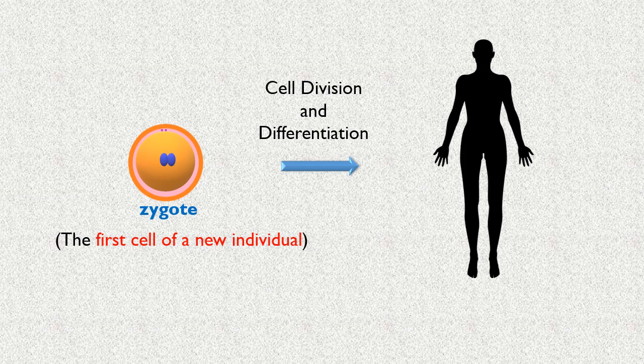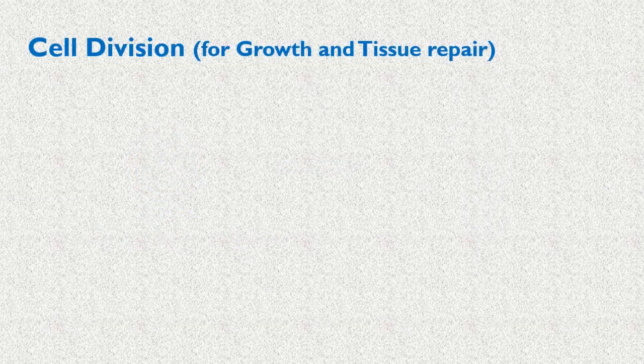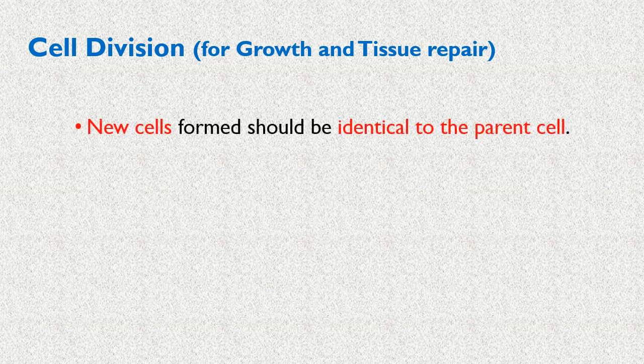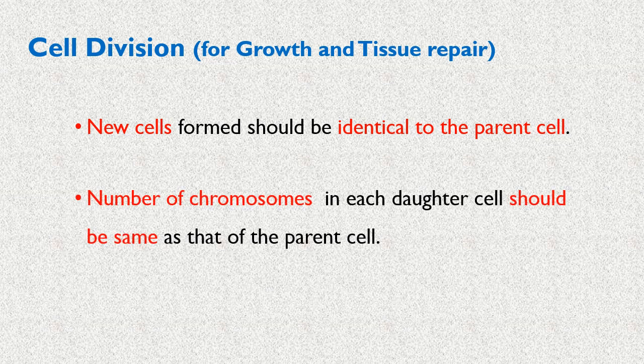Besides growth, cell division is also involved in repairing our damaged tissues. This role of cell division is responsible for the healing of wounds, cuts, and injuries. For these functions of cell division, it is important that the new cells formed should be identical to the parent cells. New cells should be identical in size, shape, and functions.